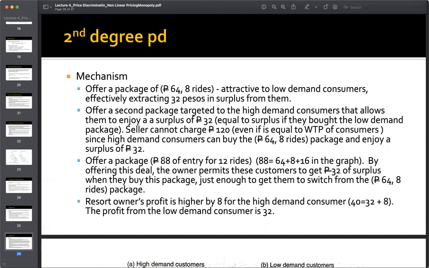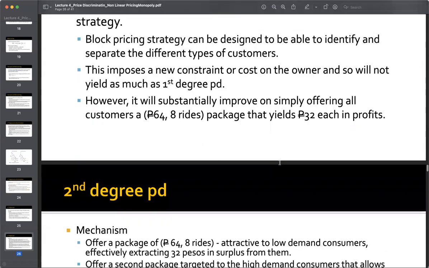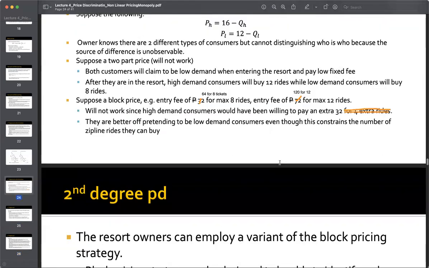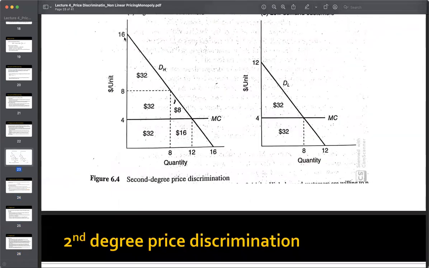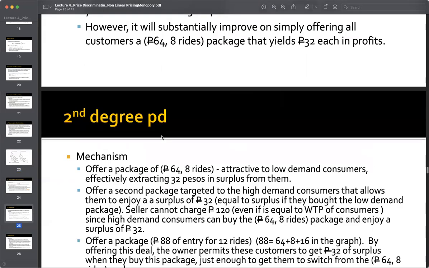88 for 12 rides. That's better because if you look at the graph here, instead of taking the whole thing, which is 120, you leave them 32, right? And that's better for you because that gives you at least an extra 8 and an extra 16, this area down here. Okay?